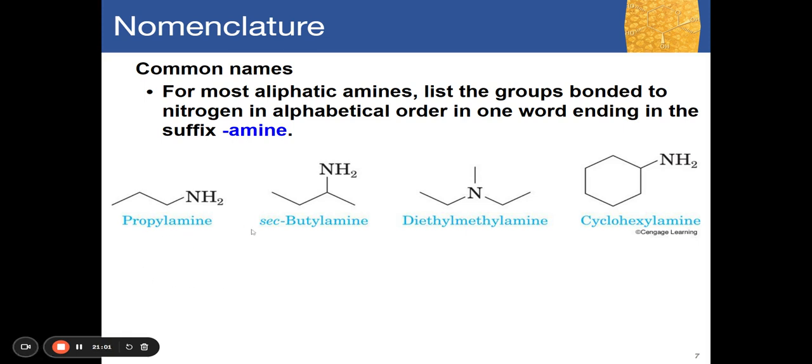So that's propylamine. This one is a sec because of its form. Now remember, we have sec, iso, tert, and neo in common naming, but it is not used. And even in the exam, we will not use common names, including sec, tert, and iso. But it's nice to know. It's still used nowadays, especially in chemistry.